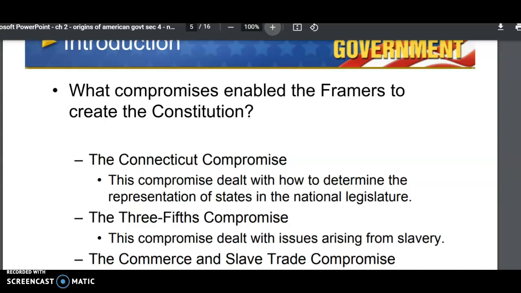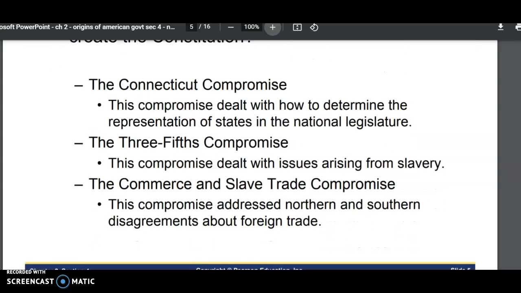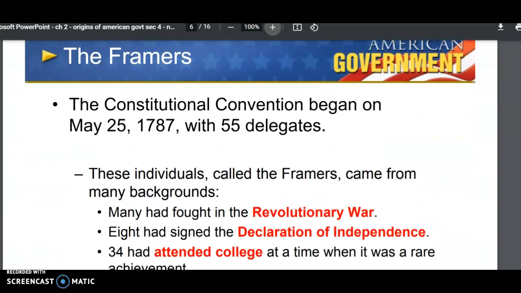Here on the introduction, what compromises enabled the framers to create the Constitution? That was the answer to your focus question for today. So the Connecticut Compromise, the 3/5 Compromise, the Commerce and Slave Trade Compromise, any of those could have been answers for your focus question for today.